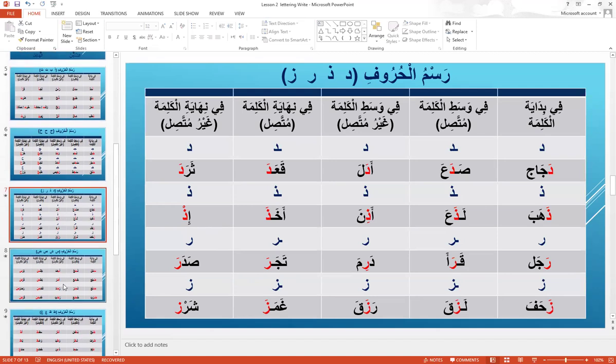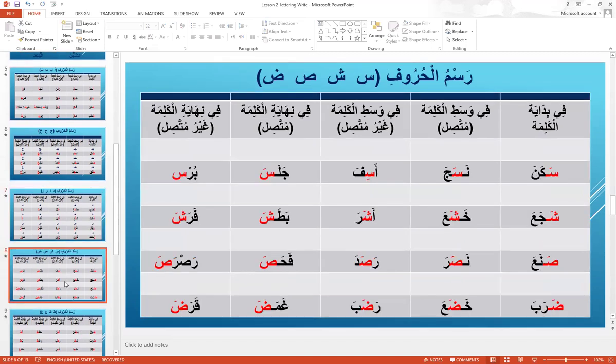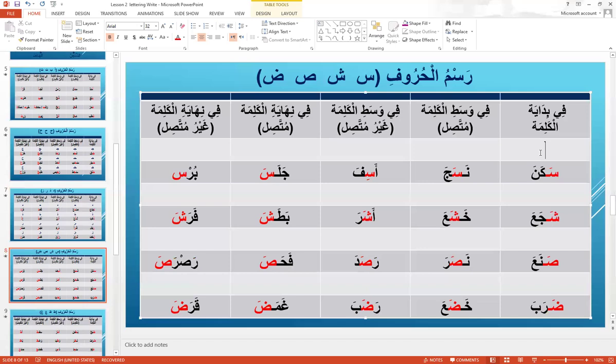So let's go to sin, shin, sword, bod. So sin and shin, they look alike. Only that sin doesn't have points or doesn't have anything on it, and shin has 3 points on it. So they are written the same way. Okay, so he said sin fi bidayatil kalima. Sin at the beginning of the word. So we write sin like this. But sin is an alphabet that joins. So you see that it joins on the left. So we see the connection there.